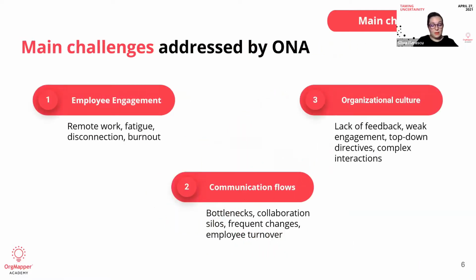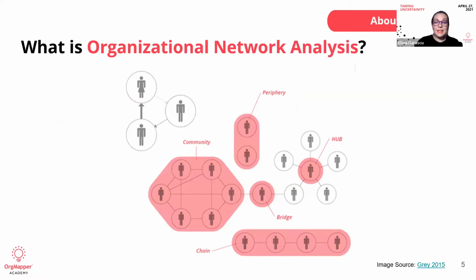So let's speak a little bit about the main challenges that ONA actually addresses. One of the most important problems that organizations face nowadays is employee engagement, especially during the COVID time. So what ONA does in order to address these kinds of problems is that, first of all, it maps networks of trust within the organization, the existing networks of trust, and then it allows us to really see when something is missing.